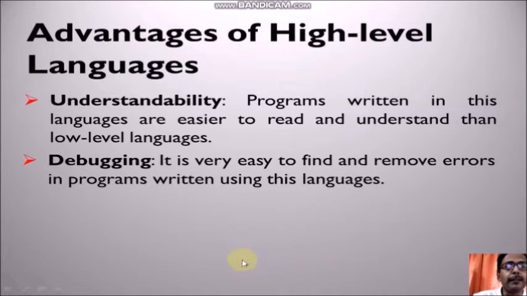Next is debugging. It is very easy to find and remove errors in programs using these languages. Bug is known as the error in computer terminology, and debug means remove the errors. So it is very easy to find and remove errors in programs written in high level languages.